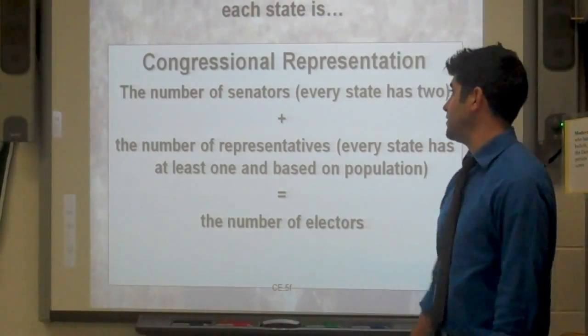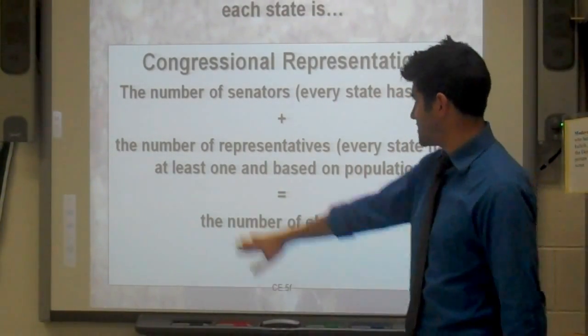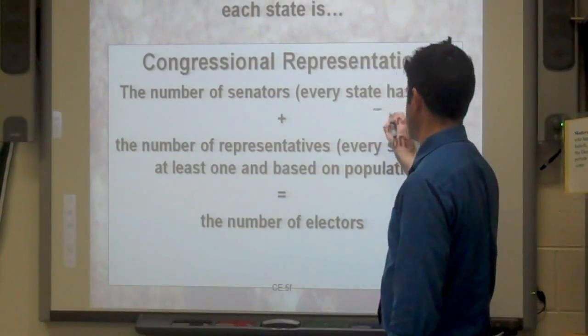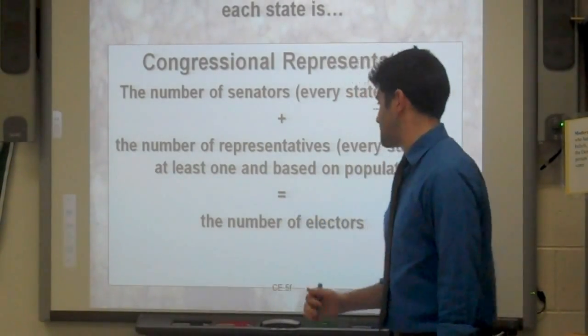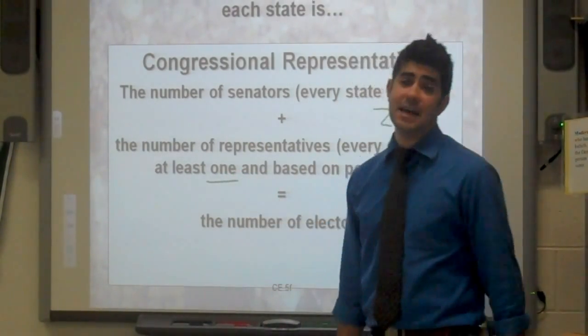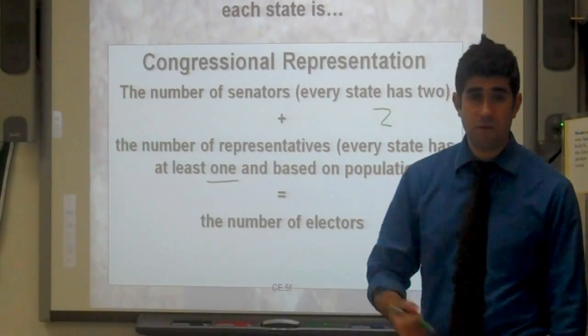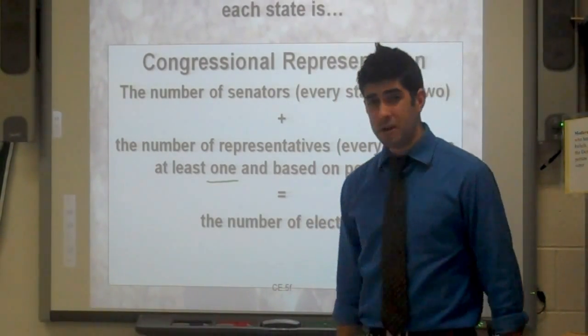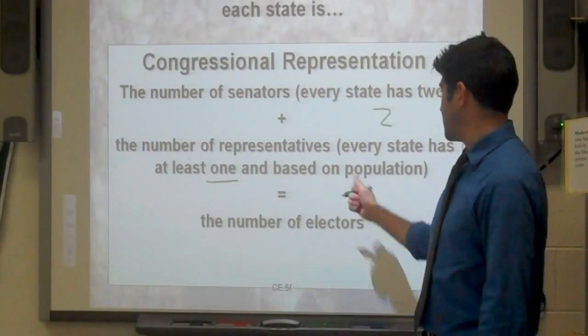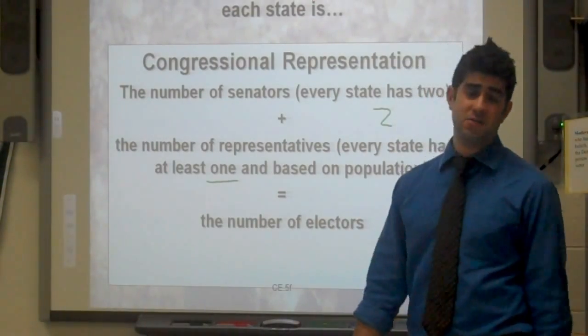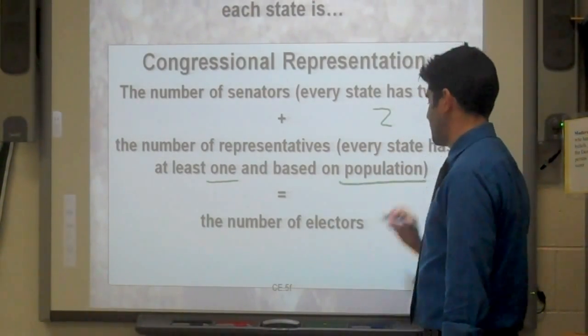Again, quick formula. Your congressional reps, every state gets 2 senators, so 2 plus the number of reps. Every state gets at least 1 rep, like Alaska, Wyoming, Delaware. So those states only have 3 total votes. But states like California with 53 plus 2 equals 55 electoral votes. Again, this is based off population.